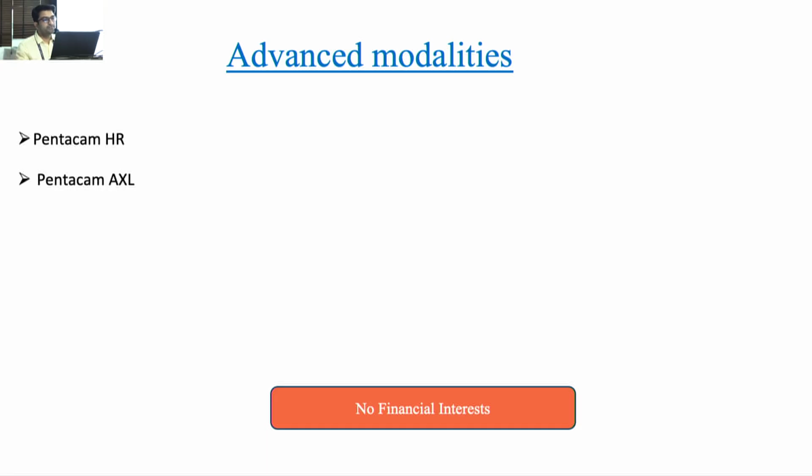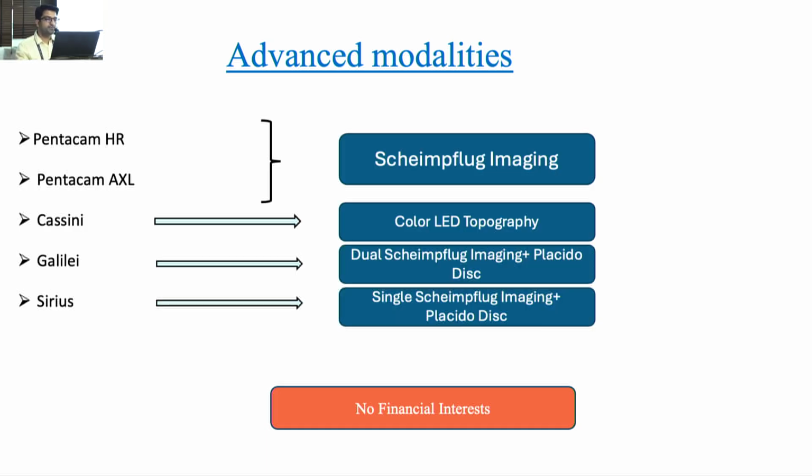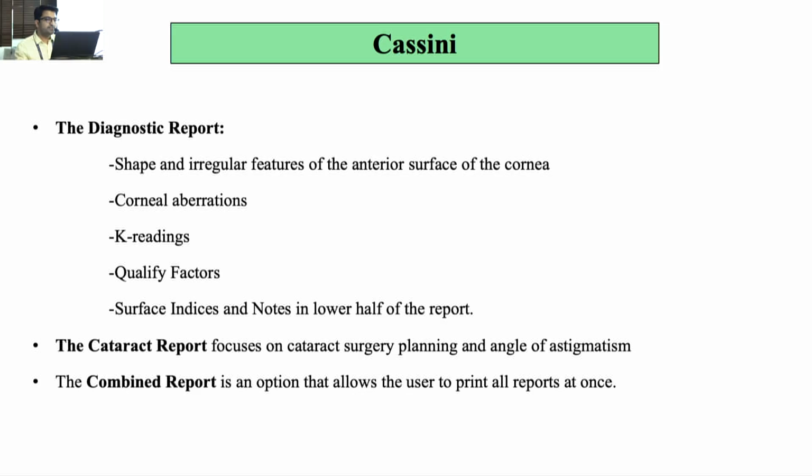So we have the advanced modalities. You have the Pentacam HR, Pentacam AXL, Cassini, Galilei, and Sirius. The first two are based on Scheimpflug imaging. Cassini is based on color LED topography. Galilei has dual Scheimpflug along with Placido-based classical topography. And Sirius has single Scheimpflug plus Placido disk. Cassini is based on ray tracing.